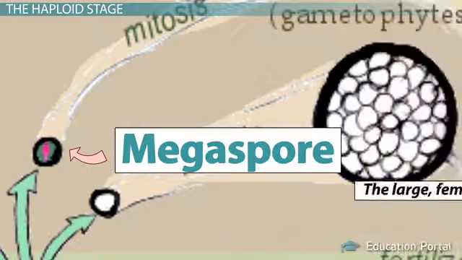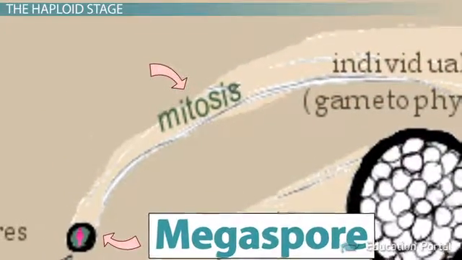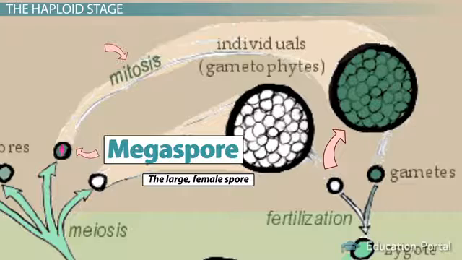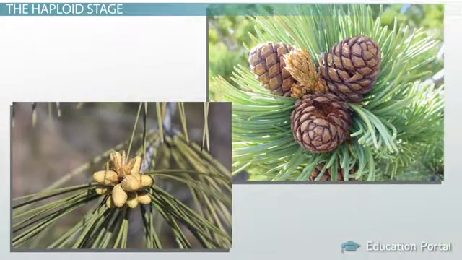The megaspore is the large female spore. This spore will undergo mitosis in order to produce the multicellular female gametophyte. The female gametophyte is housed in the ovulate cones, which look like what you generally think of when you think of pine cones. We can see here that they are larger and generally easier to see than the male pollen cones. The haploid stage will continue as long as the male and female gametophytes are kept separate.